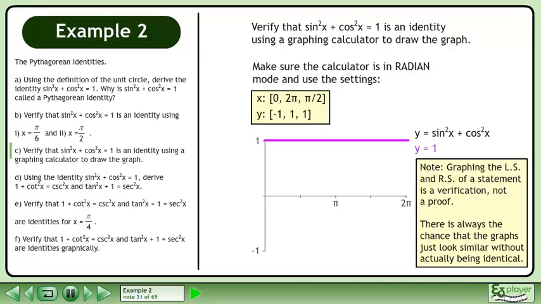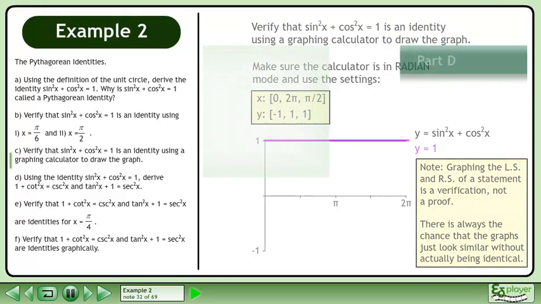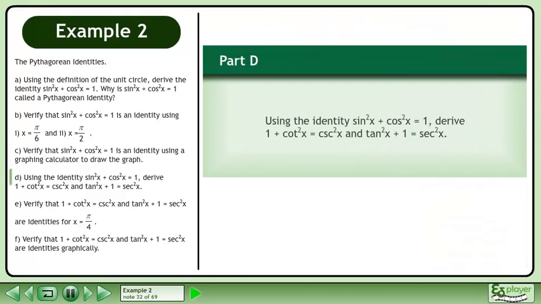Note that graphing the left side and right side of a statement is a verification, not a proof. There is always the chance that the graphs just look similar without actually being identical. Now we'll move on to part D. Using the identity sin squared x plus cos squared x equals 1, derive 1 plus cotan squared x equals cosecant squared x, and tan squared x plus 1 equals secant squared x.